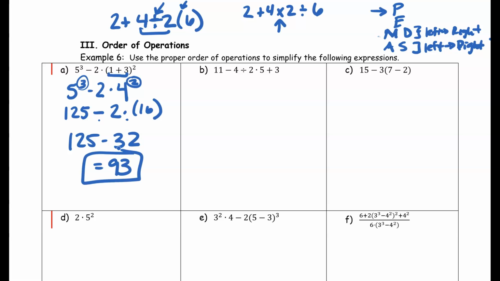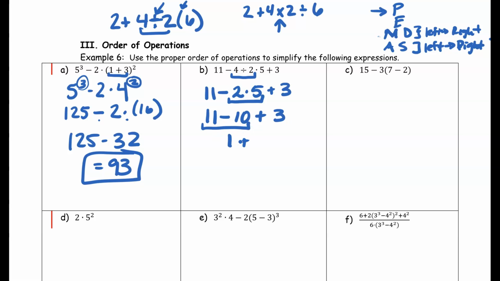Okay. So for the next one, I've got subtraction, division, multiplication, addition. Division and multiplication are the same priority, but I'm going to do the division first because reading from left to right, that comes first. So I'm going to do 11 minus 4 divided by 2 is 2, times 5 plus 3. Then I'm going to do the multiplication next. 11 minus 10 plus 3. Now subtraction is going to come first because it occurs first, reading left to right. 11 minus 10 is 1, plus 3 is 4.